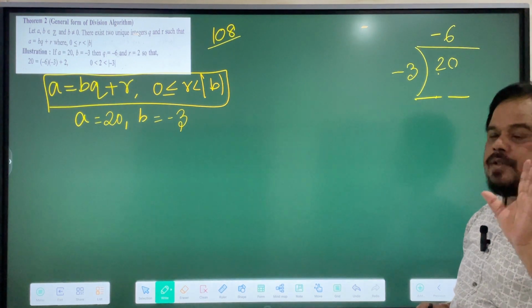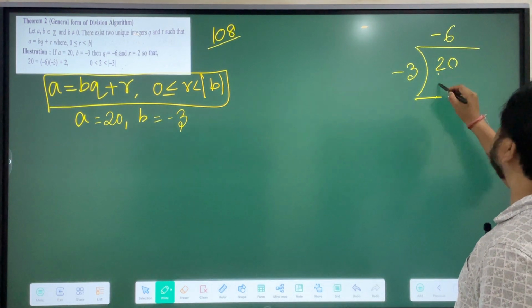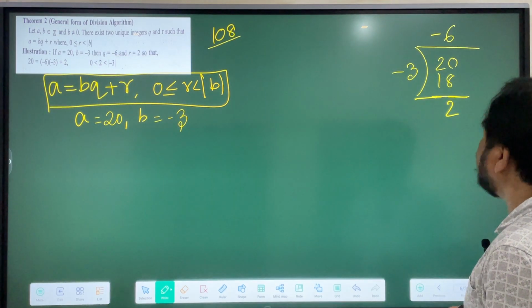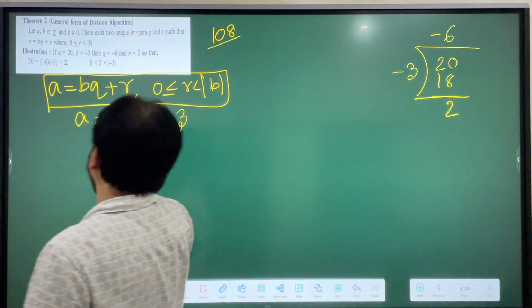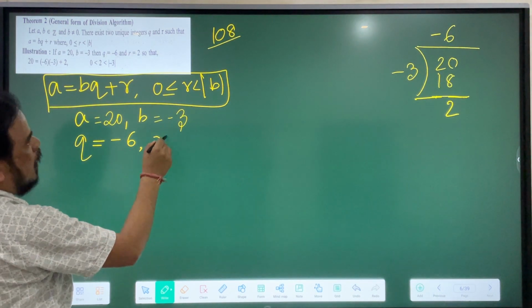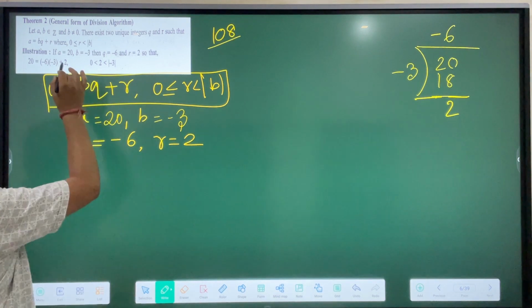I hope you got my point. Minus 3 into minus 6 is plus 18. Now we can subtract 2. So Q is equal to minus 6, R is equal to 2. Now we have to prove this one.